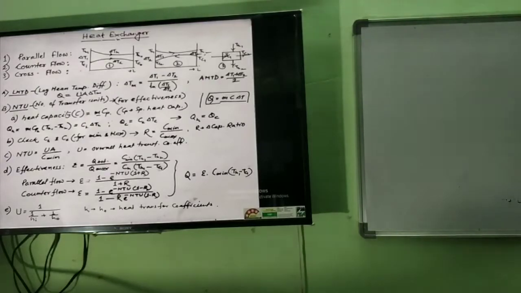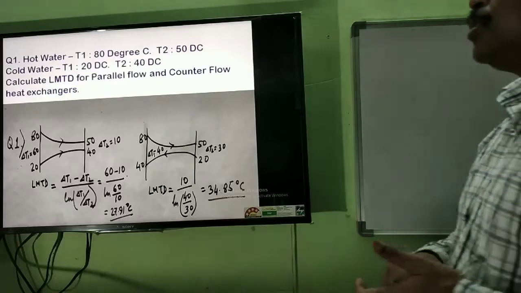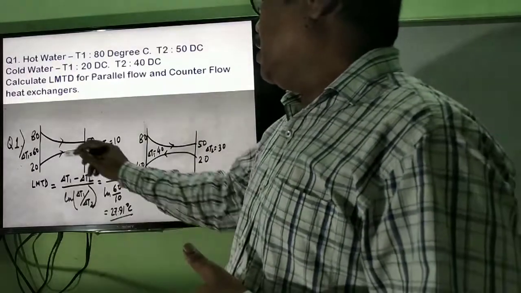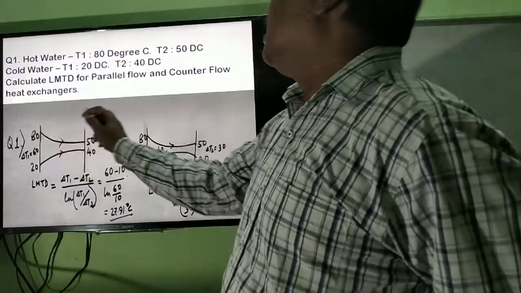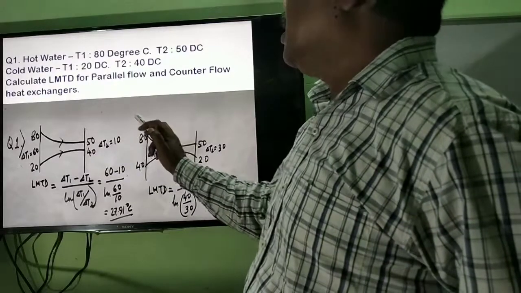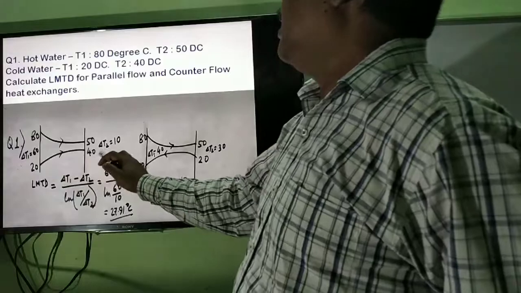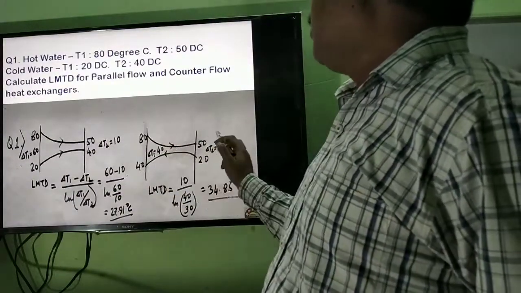So let us see what type of question they are asking. This is one type of question, a simple question. Hot fluid is coming with entry temperature 80 degrees and exit temperature 50 degrees. Cold fluid entry temperature is 20 degrees and exit temperature 40 degrees. That is parallel flow, and one is counter flow.